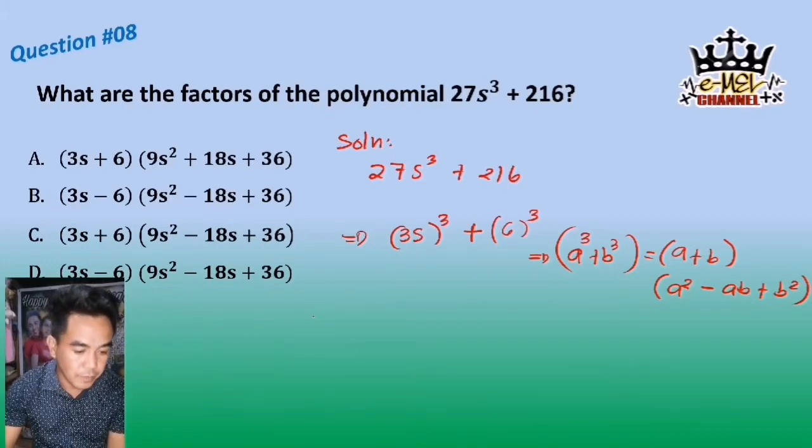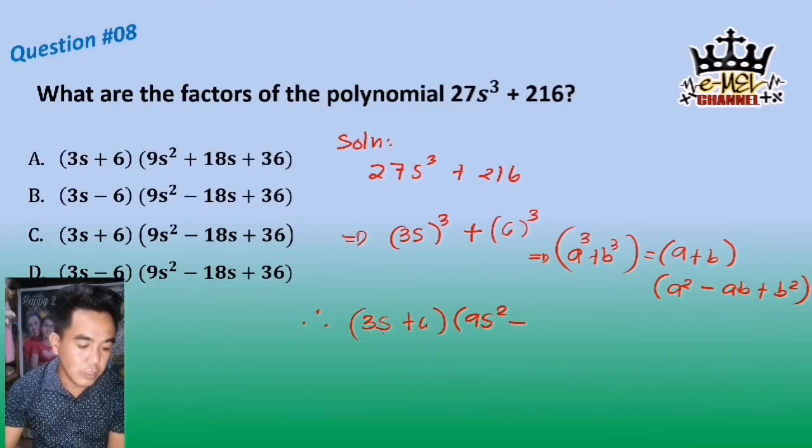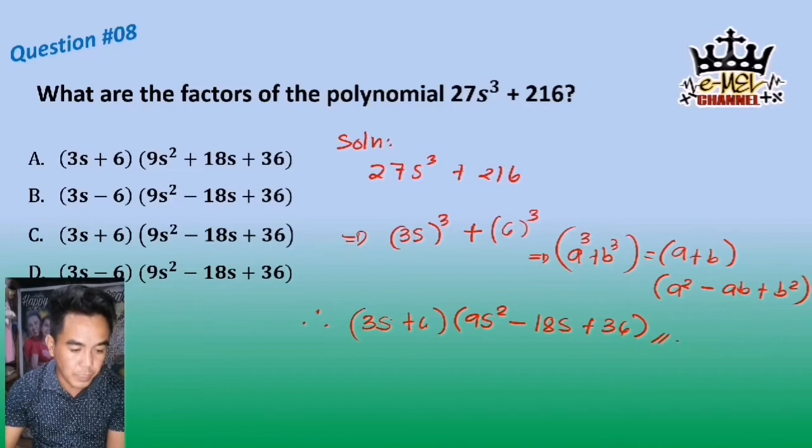So therefore, we have 3s plus 6 times 3s itself, that is 9s squared. It should be negative because of the second term. Then 3s times 6, that is 18s. Then the last term is the square of 6, that is 36. Therefore, our answer should be 3s plus 6 times 9s squared minus 18s plus 36. So the right answer should be letter C.